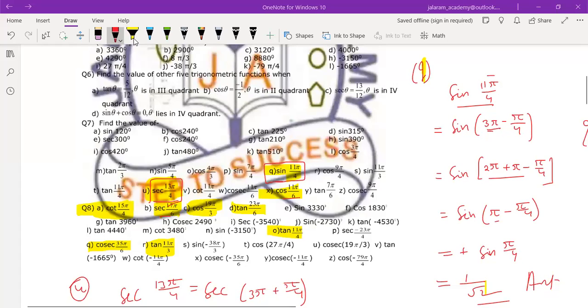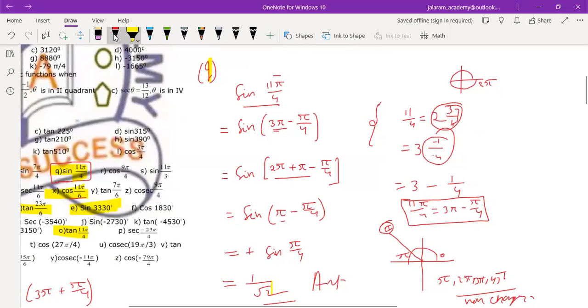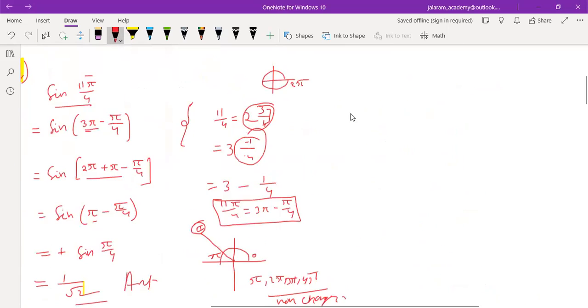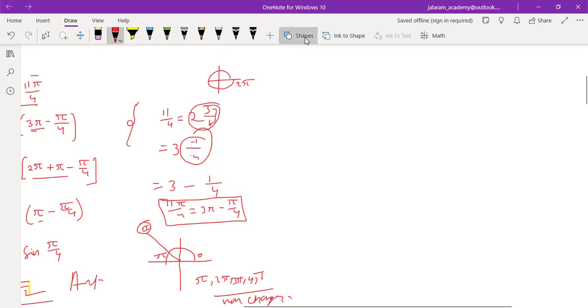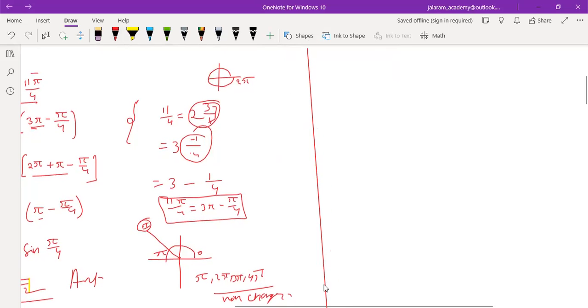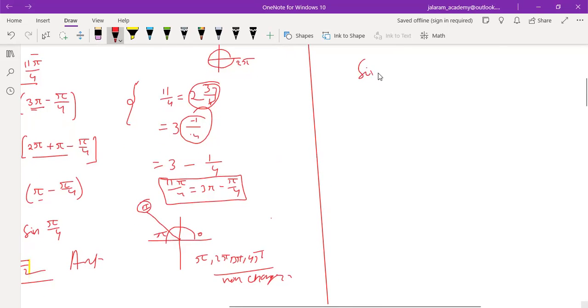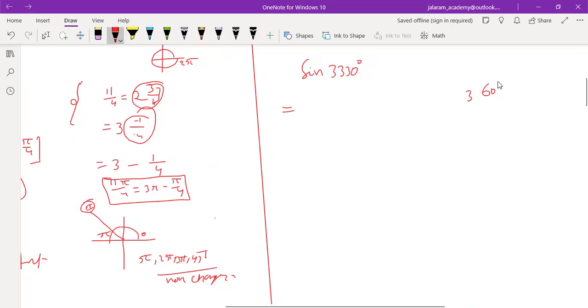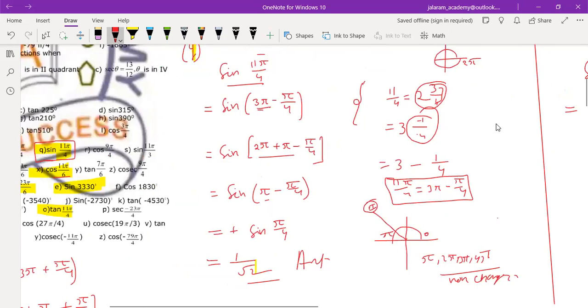So now look at this problem of sine 3330 degrees. So how to solve these types of questions? Sine 3330 degree. Okay. So first of all, write this in your notebook, sine 3330 degree, and divide this 3330 degree with 360 degree. This is the method of solving the questions involving degree and larger degree.